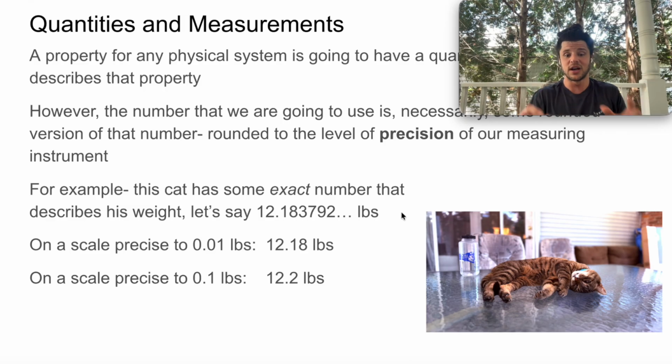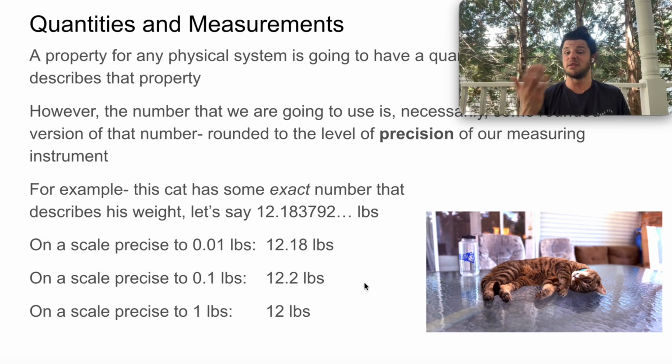Now, it wouldn't be able to tell us that his weight is 12.183792 pounds exactly, right? Because it's only precise to some level, and that precision is to the tenths of a pound. So it would read this rounded to the tenths of a pound, and it would say 12.2 pounds. And if the scale is even less precise, which some vets dealing with bigger animals don't need to go to the tenths of a pound, maybe it's only precise to the one-pound digit, and so it would just say 12 pounds at that point, right?